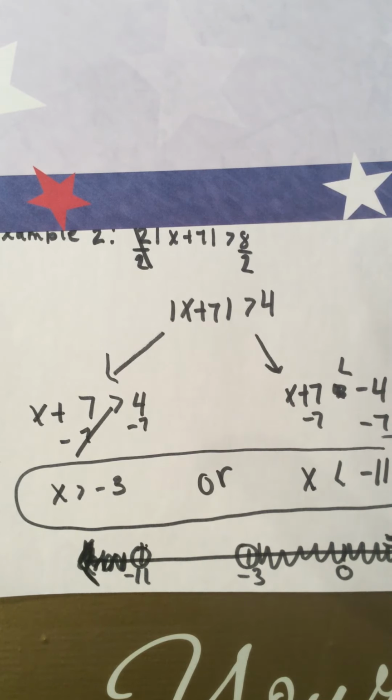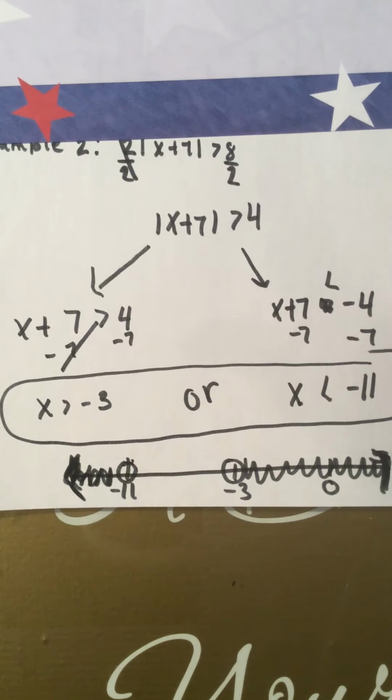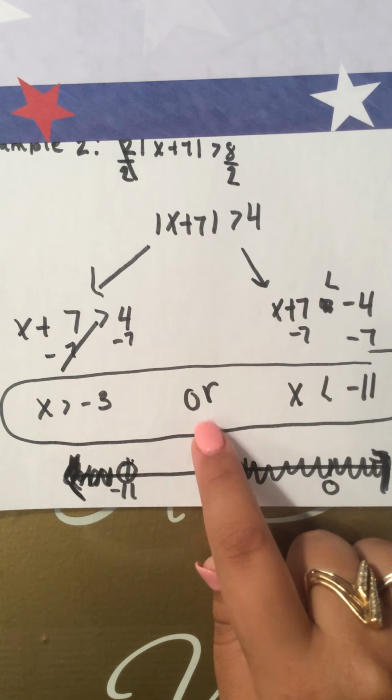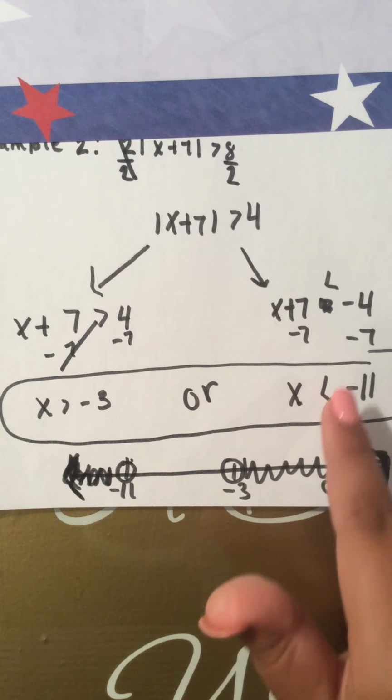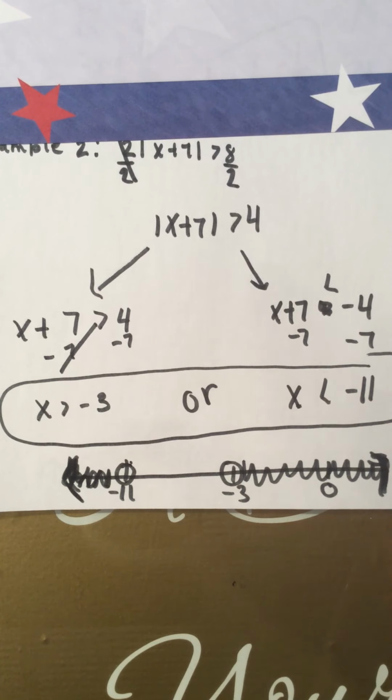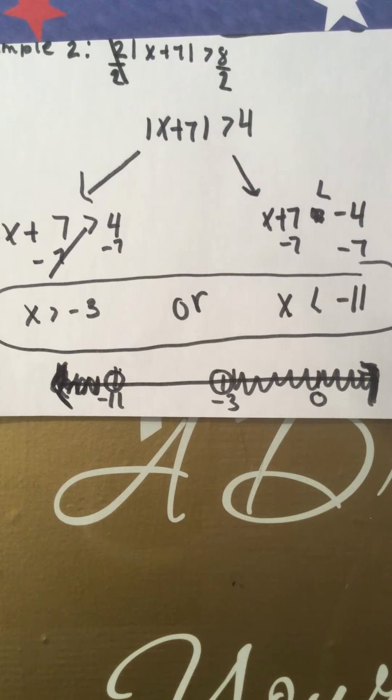At this point, you solve for both of these. Now, this is really nice because it's plus 7, so you subtract 7 on both sides. Because it's greater than, this is going to be an or statement. So I have x is greater than negative 3 or x is less than negative 11. Here's where you graph it. Because it's greater than and less than, they are both open. If it was greater than or equal to and less than or equal to, they would be closed. But because it's less than or greater than, open.